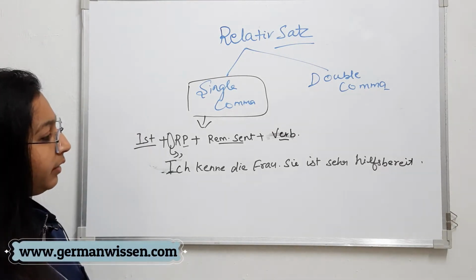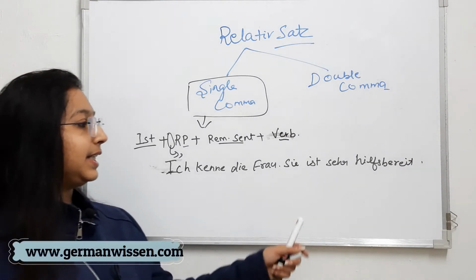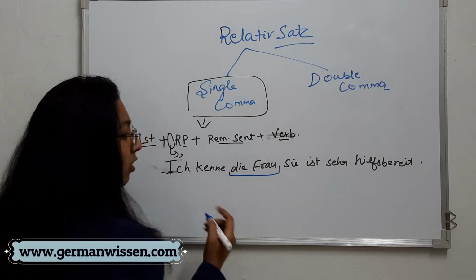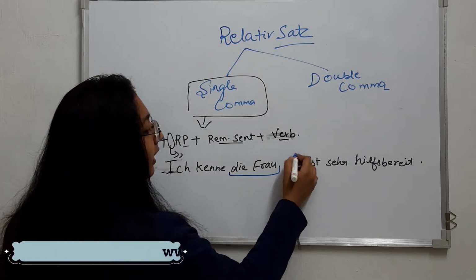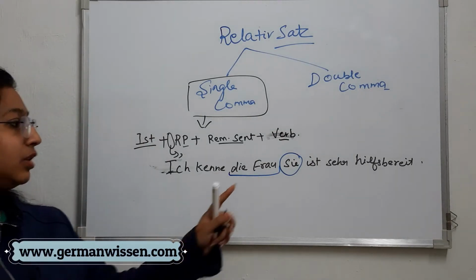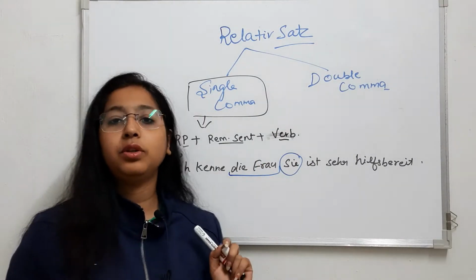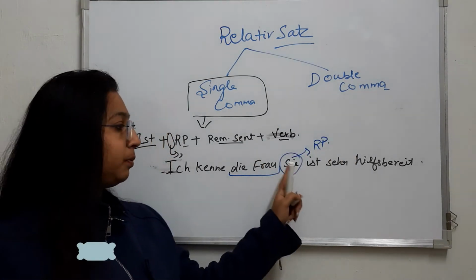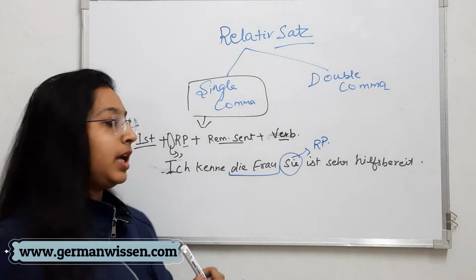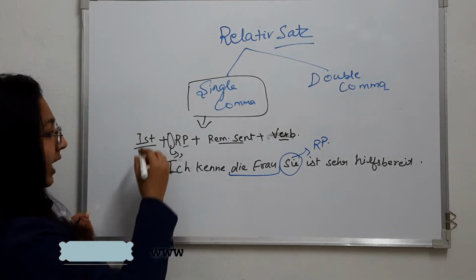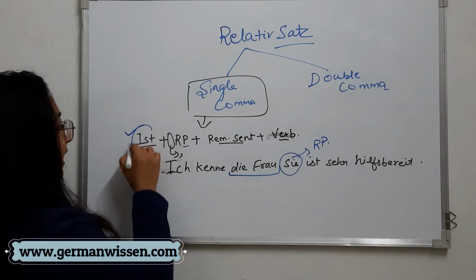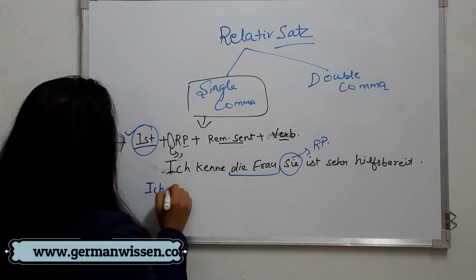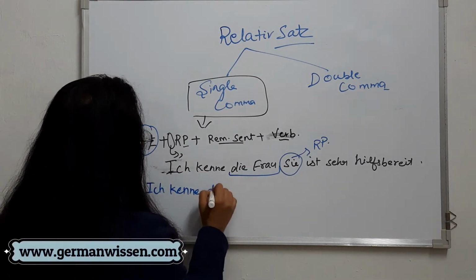Now what is the repeated one in both the sentences that we have to check? The repeated one is die Frau, because for die Frau in the next sentence we are writing Sie. So to remove this repetition we have to put the relative pronomen. We have to choose the correct relative pronomen here. How can we write this? As per the structure, you have to write the first sentence as it is. So our first sentence is Ich kenne die Frau.